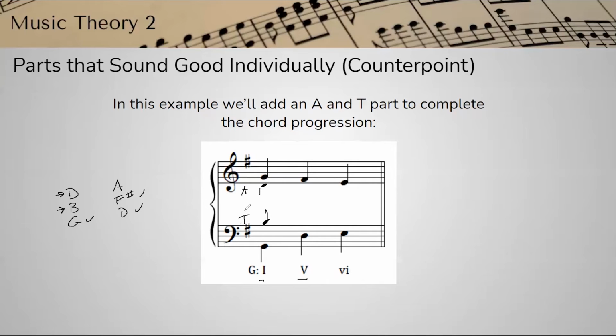Well, the closest one is the tenor, because that's on a B. So the best choice would be to move that tenor B down to an A. And that way we have contrary motion against the bass, which is always a good thing. We have parallel motion between the soprano and the tenor, but it's a 6th and a 6th, so that's not a problem. All right. And now what's missing from here?